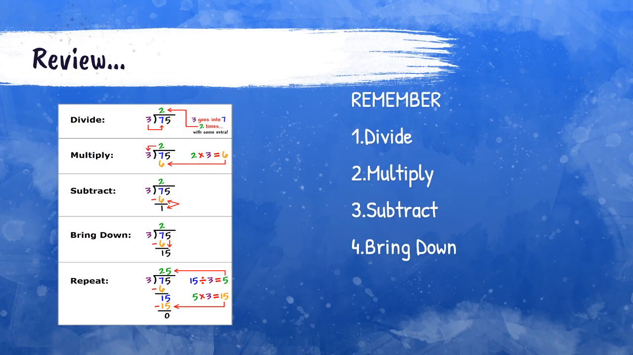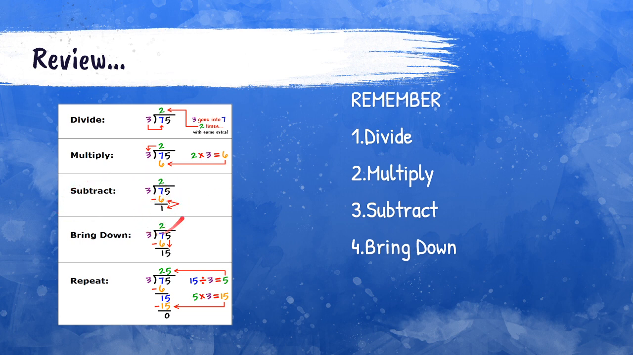So remember, review of long division. You always need to divide, multiply, subtract, and bring down. You can see right here, they first divided: the highest number that 3 can go into 7 is 2. Then they multiplied, 6, leaving a remainder of 1. Then you have to subtract, which they did.